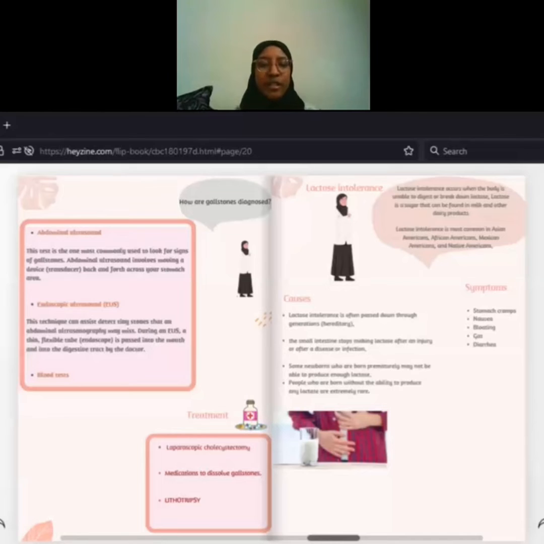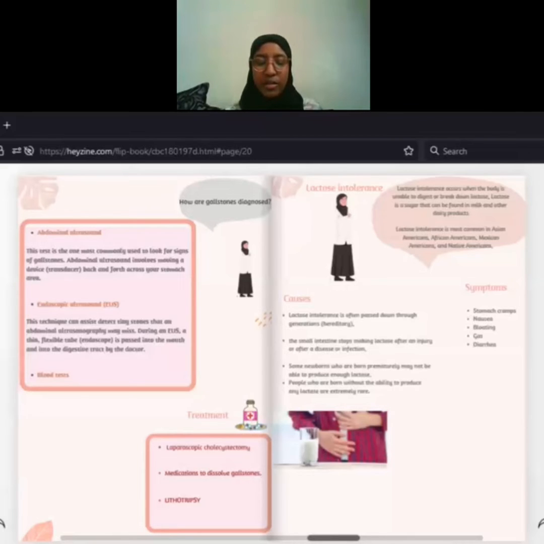About the treatment, 1. Laparoscopic cholecystectomy. Small surgical incisions are used in this technique, allowing for a quicker recovery. Within 1 day of surgery, most patients are able to return home. In the past, open cholecystectomy was the only option. That means gallbladder removal. Second, medication to dissolve gallstones.